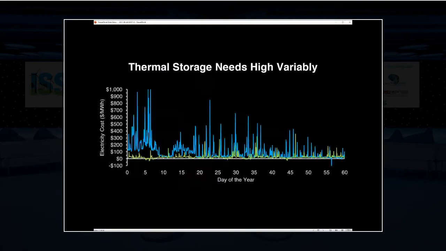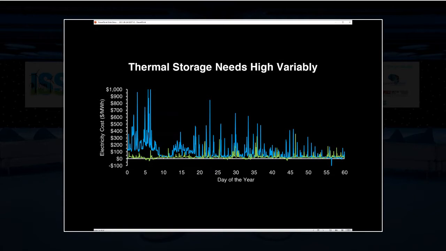Once we got these results, we looked at the actual nodes of where thermal storage was performing better. As I mentioned earlier, we expected that it would perform better in higher variability cases, such as the blue line. And that is exactly what we saw. When there was more renewable energy and more variability in the electricity prices, thermal storage performed better because it could take advantage of the high and low prices to charge and discharge the thermal storage and could overcome the costs of adding the thermal storage in the first place.